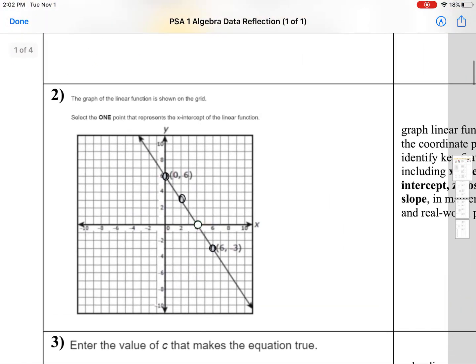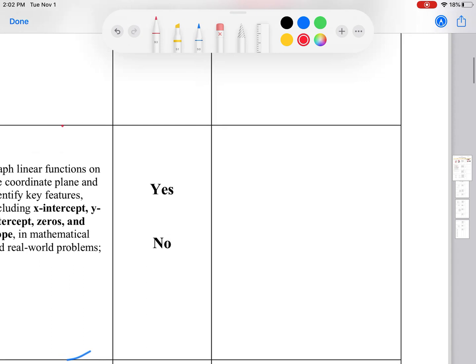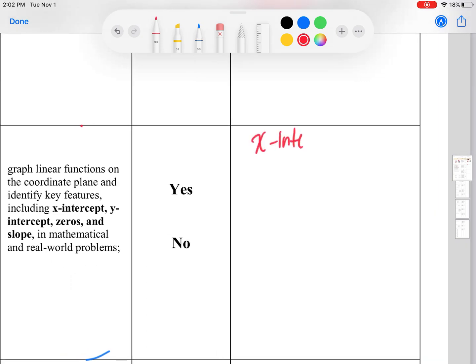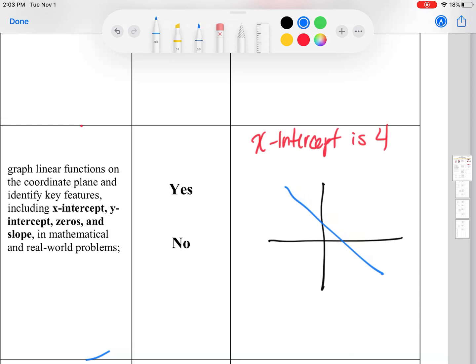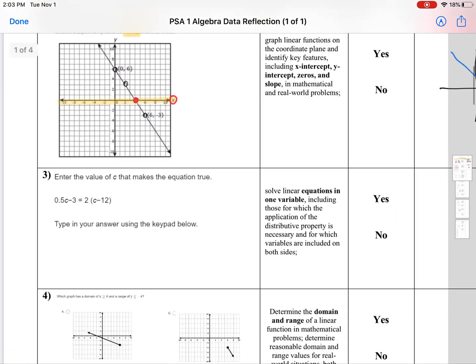Number 2, very easy question. It says on this graph, where is the x-intercept? So what I know about an x-intercept is it's where the black line crosses the x-axis. So in this one here, my x-intercept crosses the x-axis at the number positive 4. So the correct answer you'll put is that the x-intercept is 4. And then to make sure you understand it, let's sketch. Here's your line. It crossed the x at the number positive 4. So that's the correct answer for number 2, x-intercept.